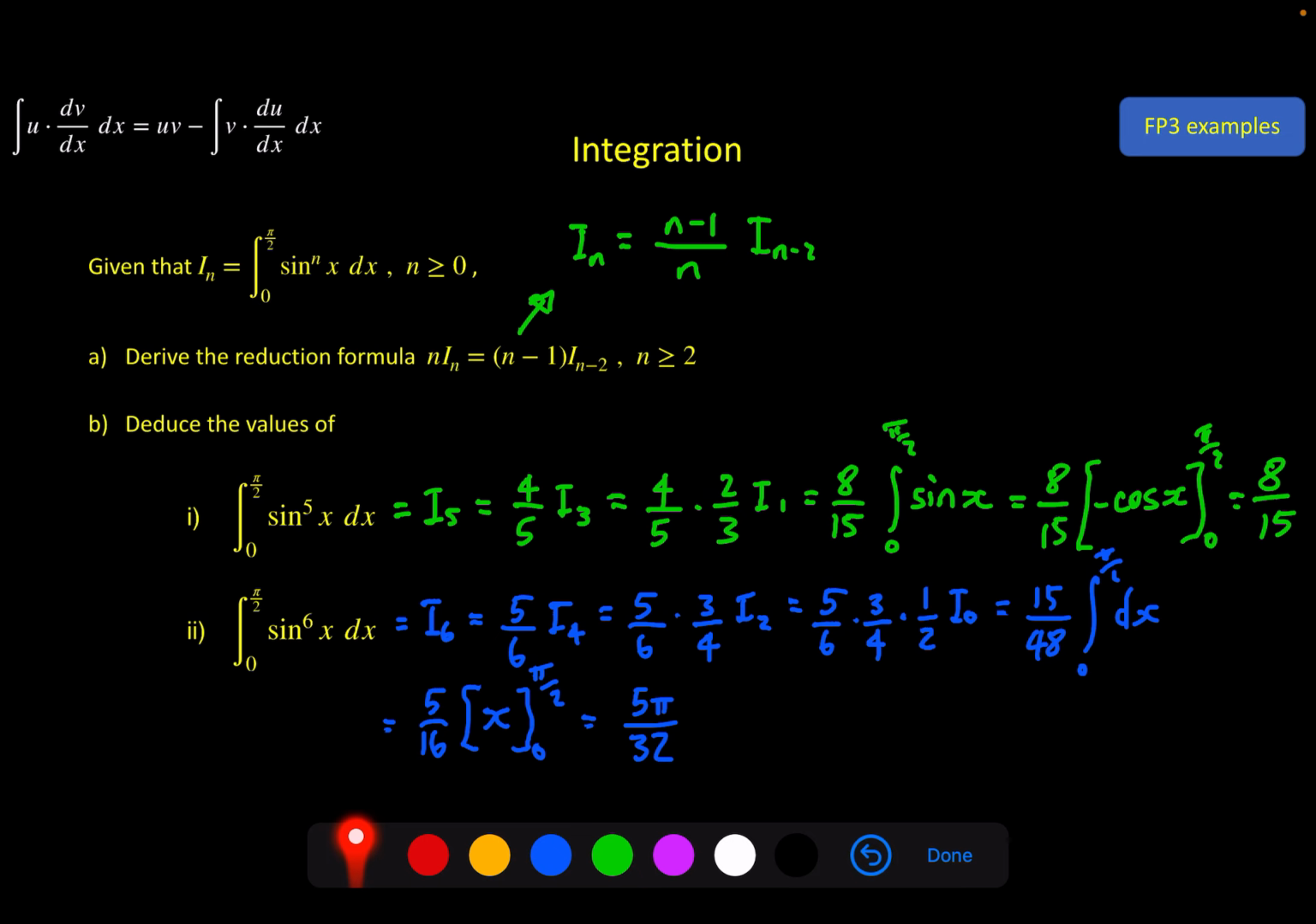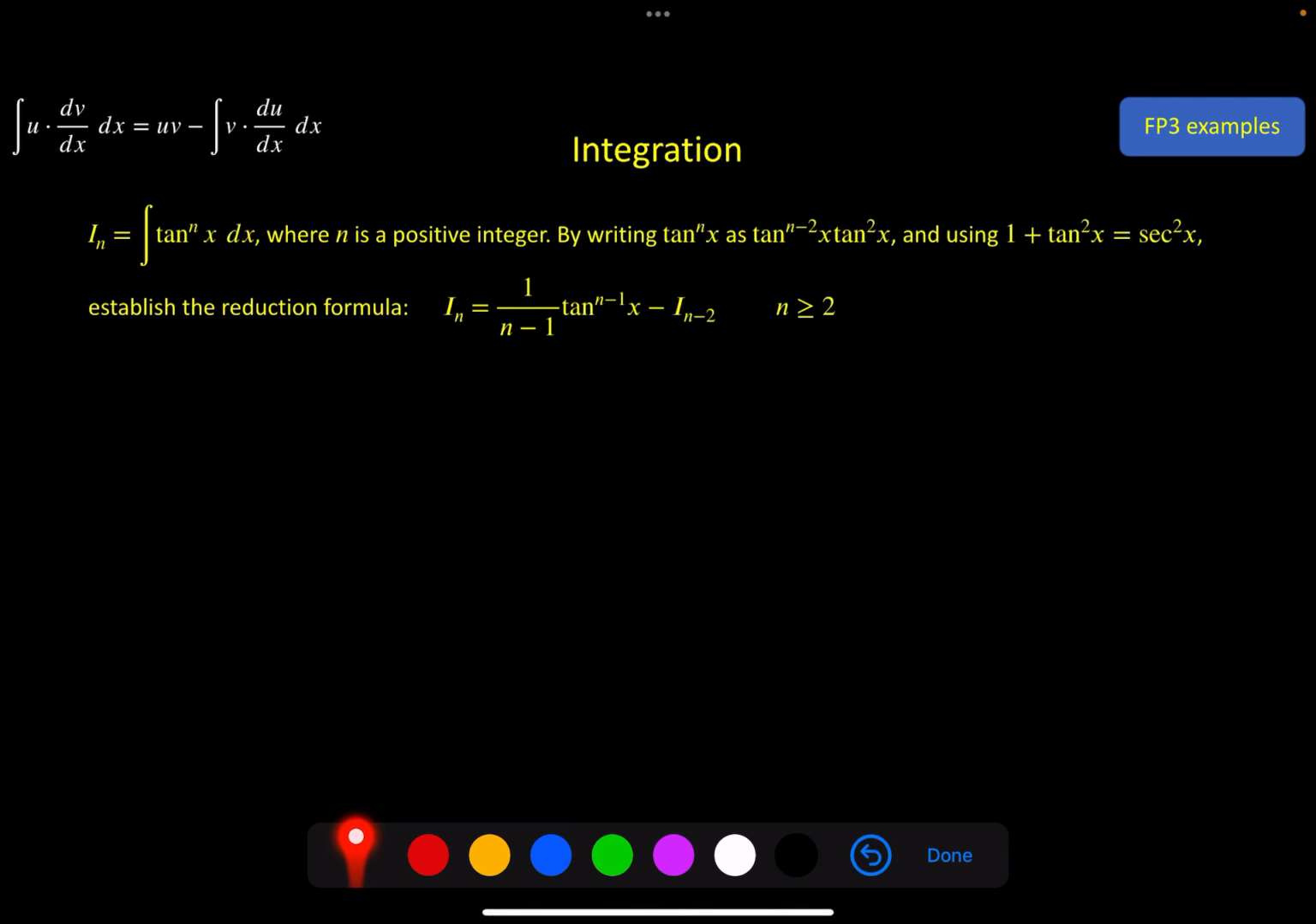Okay, the final example is to show you that you don't always need integration by parts. If you're not going to use integration by parts, usually the alternative will be using an identity. And in this case, the question tells you what to do. So this is the case for In, and then it says by writing this as this, which we have done before, we split our sine into something similar, and using this, establish the reduction formula this.